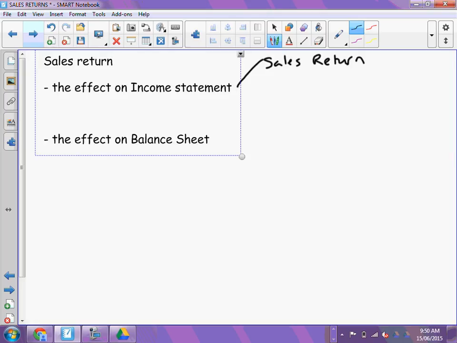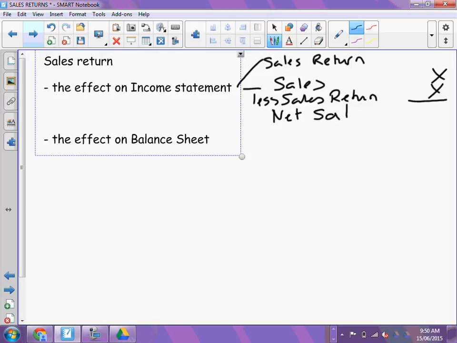So now a new line in our income statement will be sales less sales return. And the reason that we do that is to work out a new figure called net sales. Why do you think it's important to work out a net sales figure and know what our sales returns are? Absolutely. It's a measurement of performance.